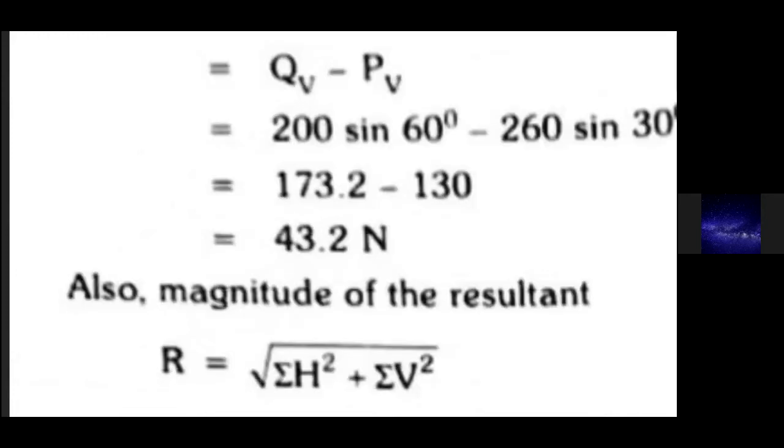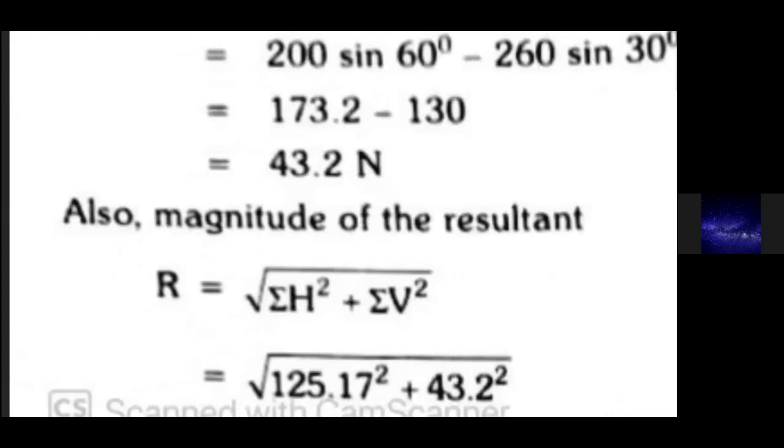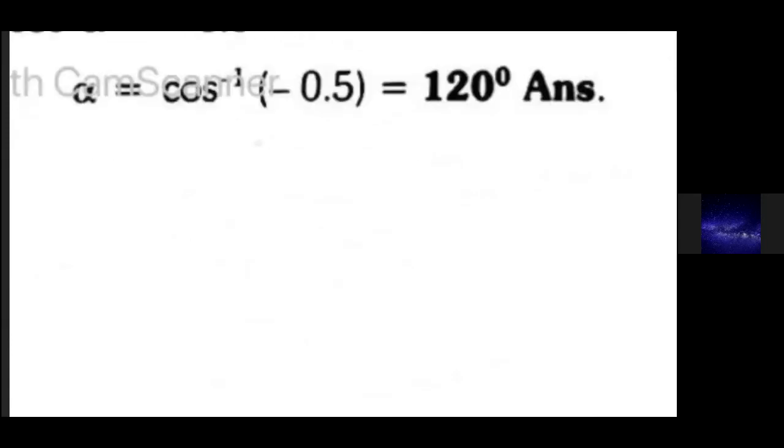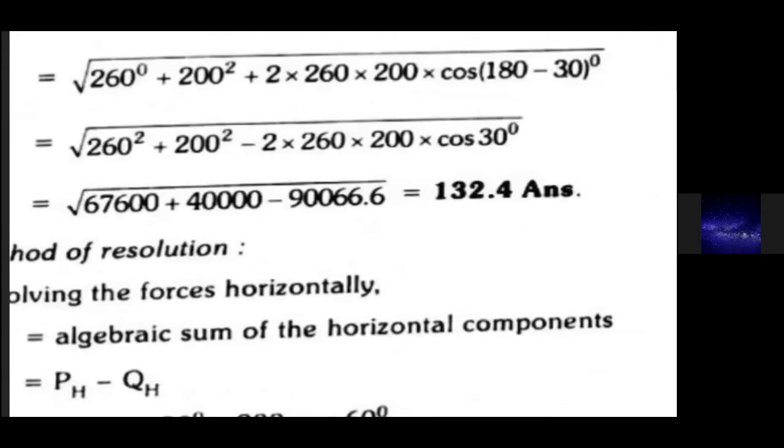The magnitude of the resultant force from the resolution method formula is R equal to under root sigma h square plus sigma v square. Substitute sigma h, that is 125.17 square, plus sigma v, 43.2 whole square, and simplify. We'll get 132.4. So the resultant value from the resolution method is 132.4, and from the parallelogram method we also get the same value, 132.4.